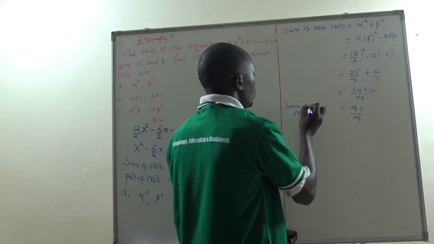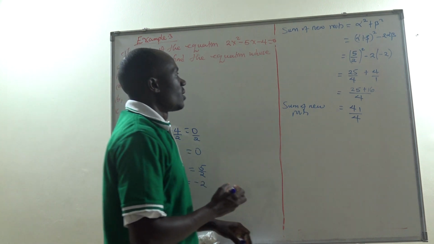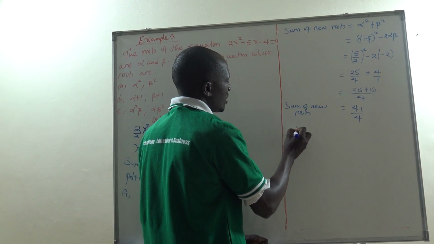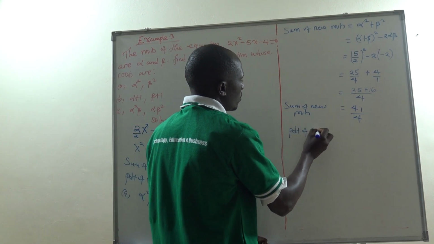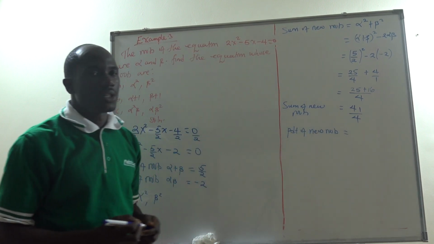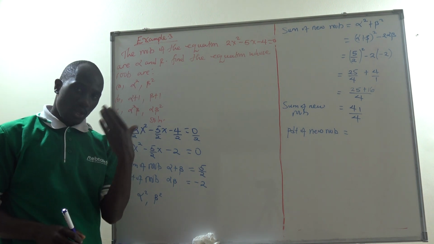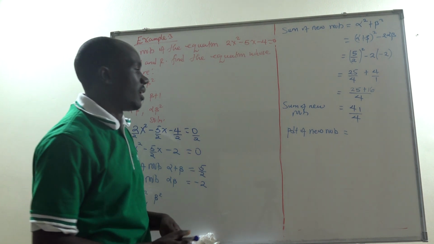So we also get the product of the new roots. Can we also look at the product of new roots? The product of new roots, remember our new roots are alpha squared and beta squared. So we are now multiplying the two.